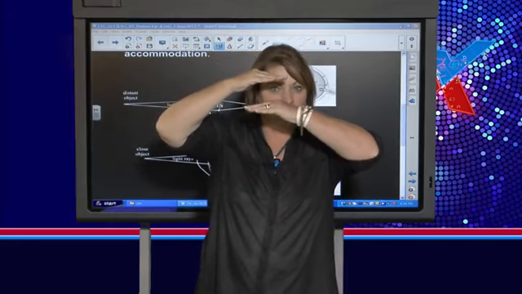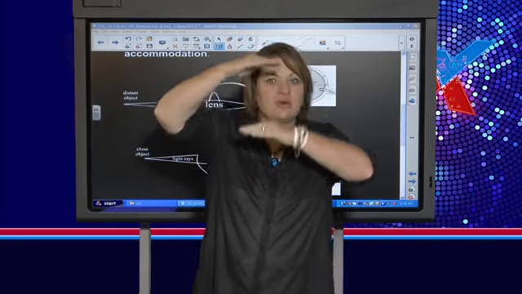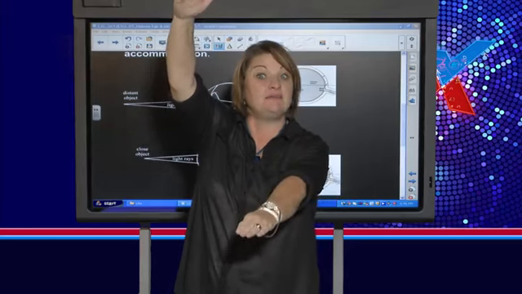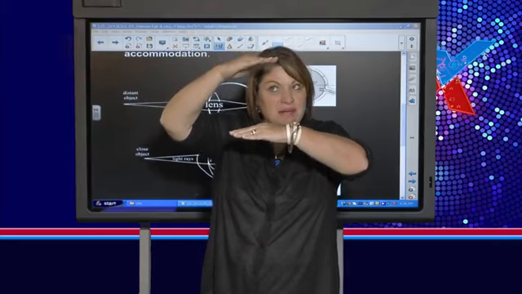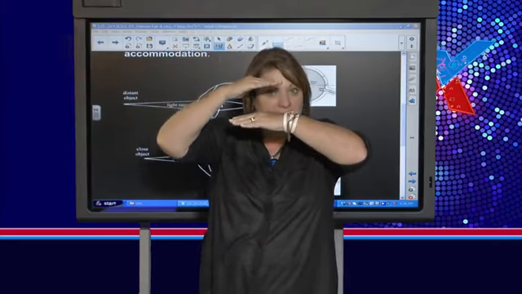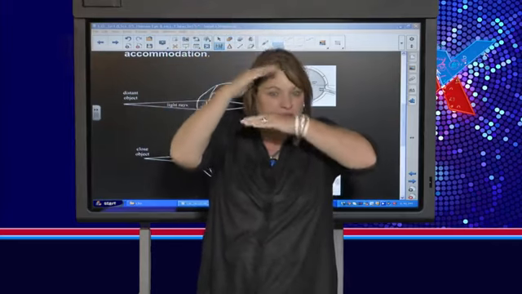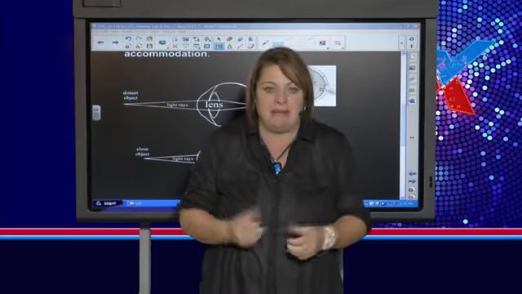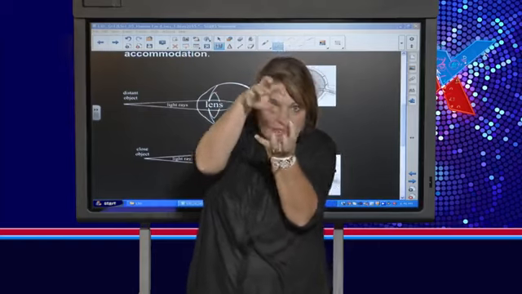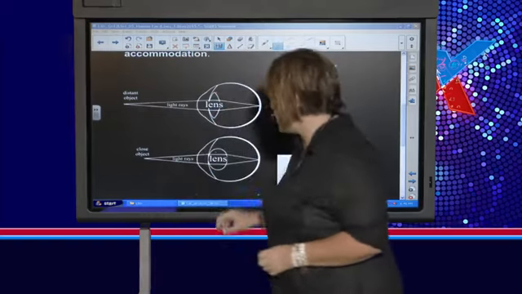I need to fit it in, right? When it's far away, something looks like that, but as it comes closer, imagine my hands are the lens. I need to fit it in. What do I do when I need to stuff something in my cupboard? I cram it and I stuff it. And that's exactly what's going to happen here.